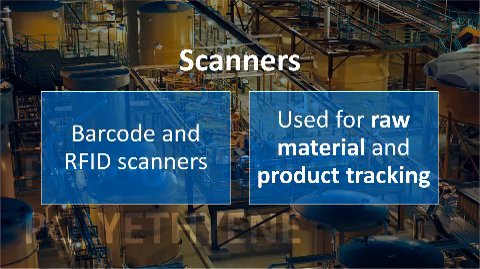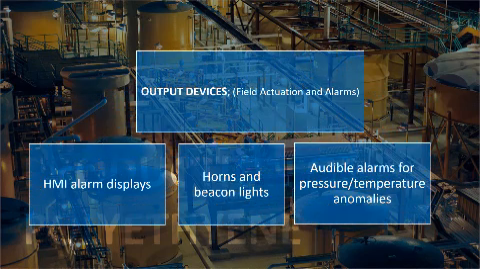Also, the company should have barcode and RFID scanners used for raw material and product tracking. Devices such as field actuation alarms, HMI alarm displays, horns, and beacon lights, and audible alarms for temperature or pressure anomalies should also be available on site.